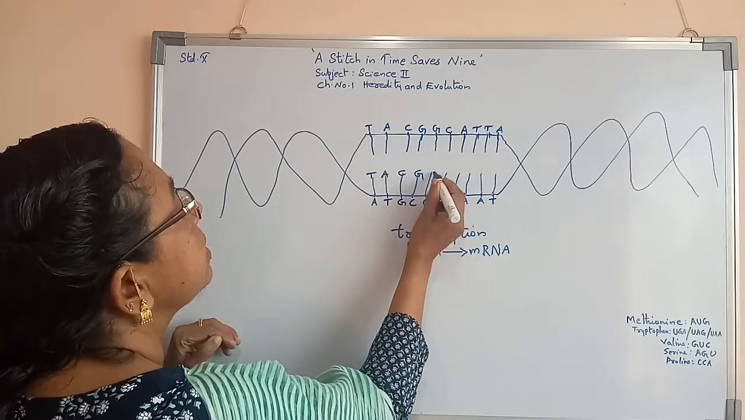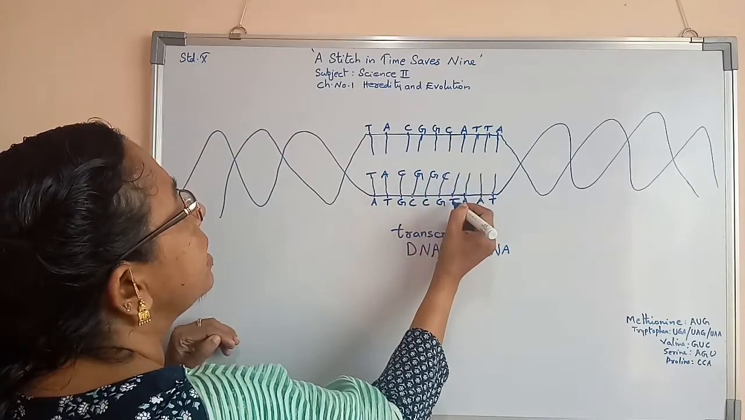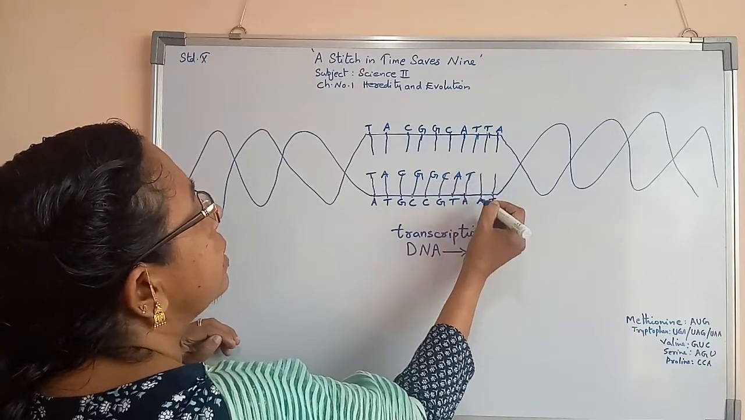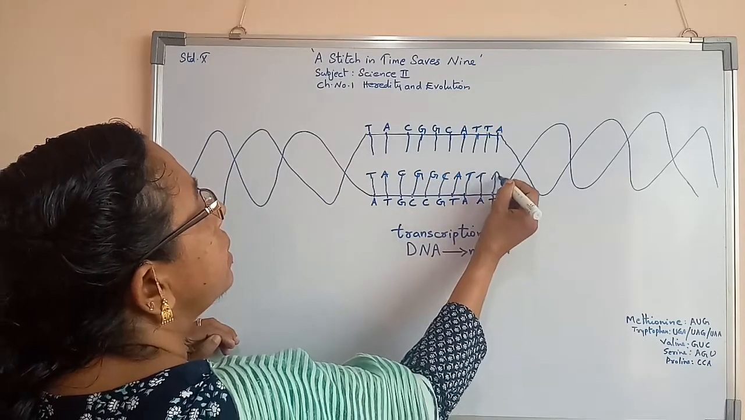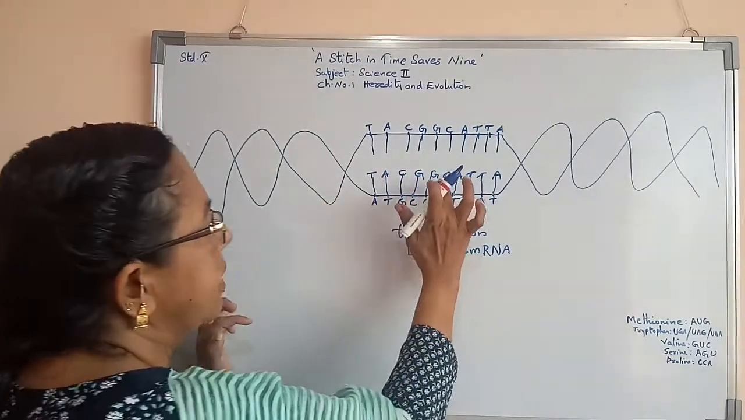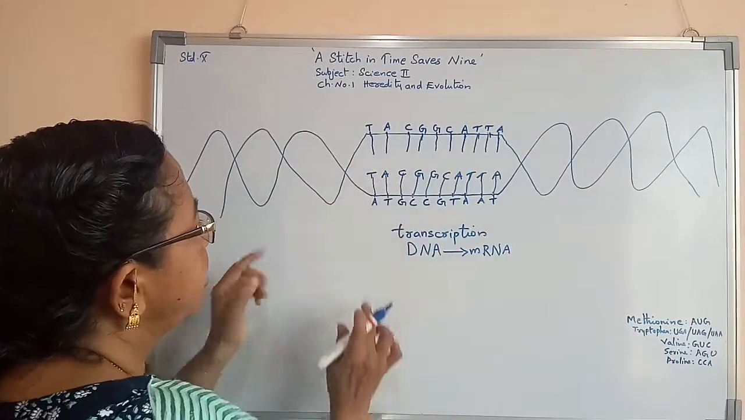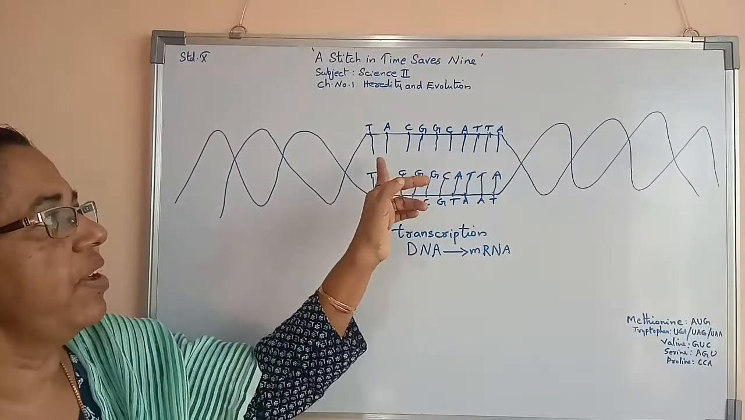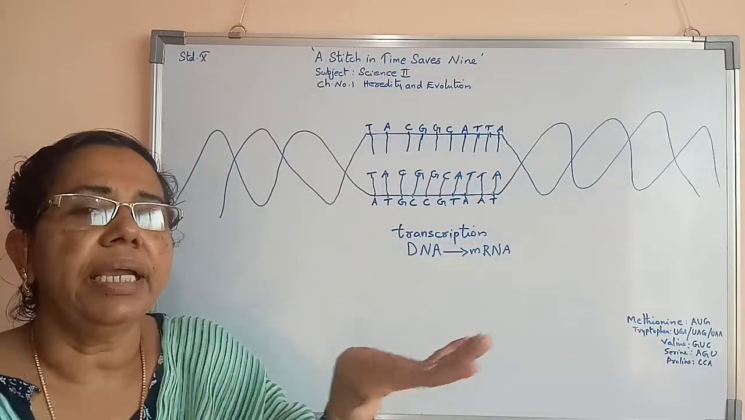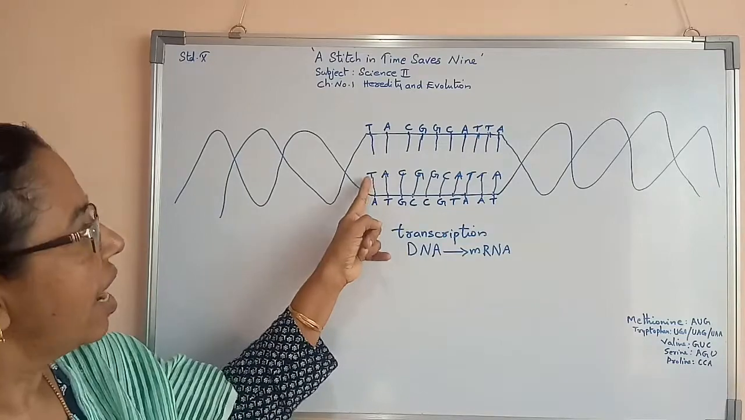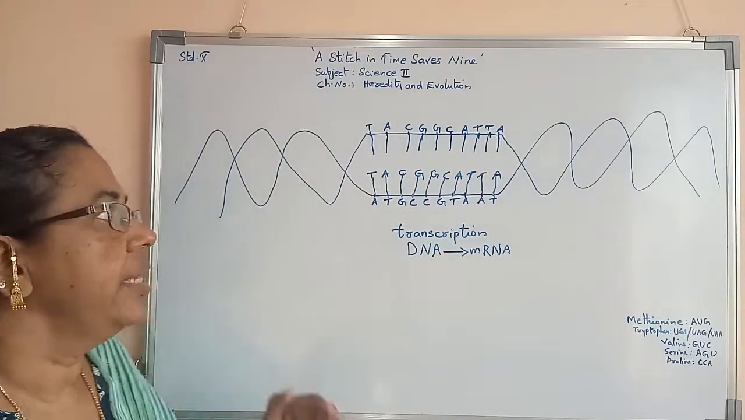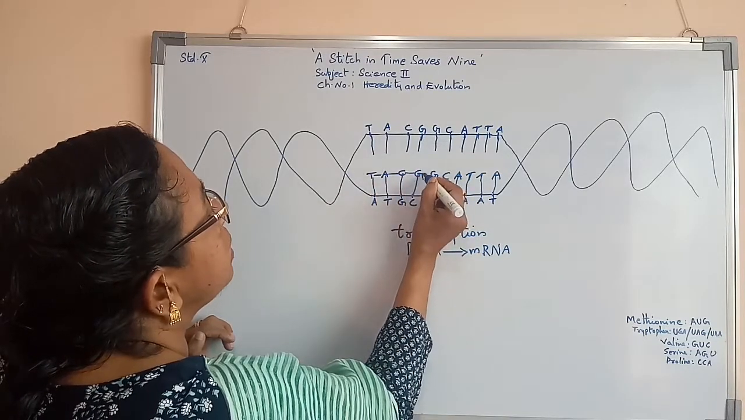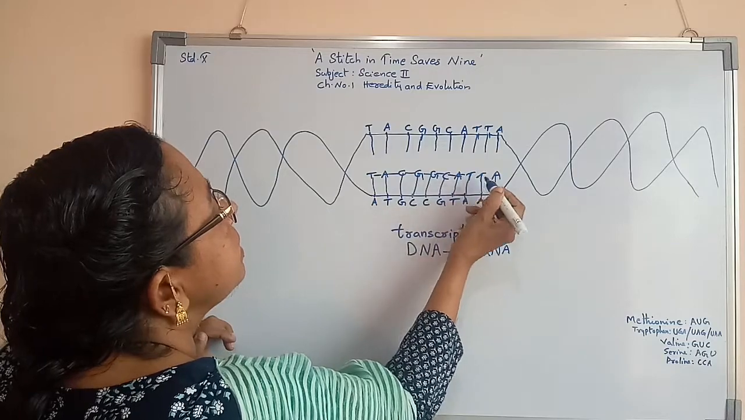Here G, here C, again G, G, then C, then T, that is A, then A, then T, then A, T, T, here A. Now we can say that in between them, in such a way new nucleotides came and joined here. So before that what happened? This hydrogen bond was already broken. Other nucleotides came and joined. Now these nucleotides will join together in the form of a chain.